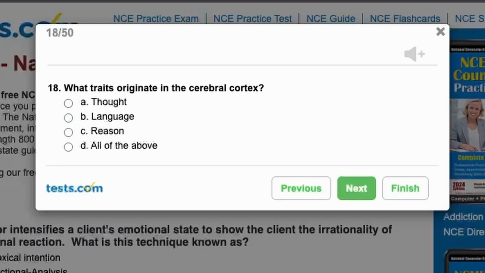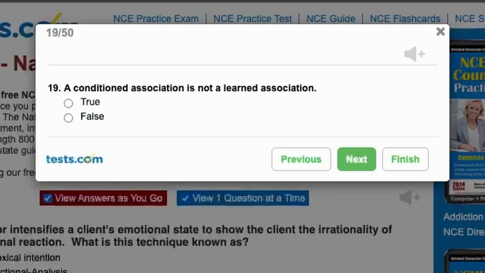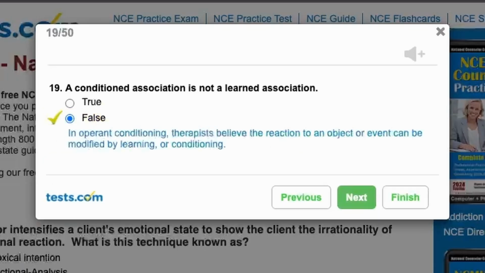What traits originate in the cerebral cortex? A. Thought. B. Language. C. Reason. Or D. All of the above. D. The cerebral cortex is the most highly developed section of the brain and is responsible for these advanced skills. A conditioned association is not a learned association. Is this true or is it false? False. In operant conditioning, therapists believe the reaction to an object or event can be modified by learning or conditioning.